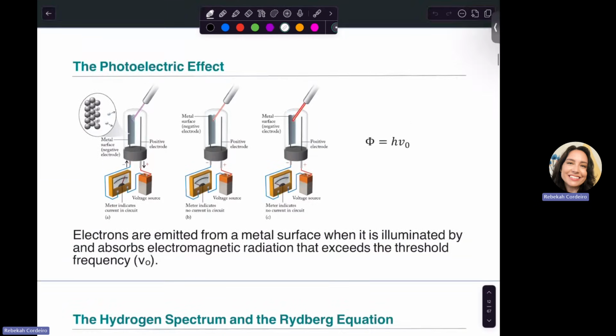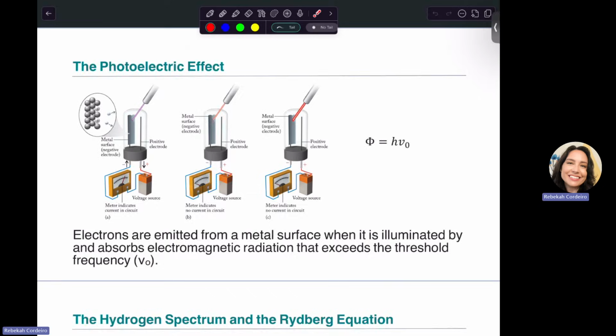So first, we'll just make a quick note of the photoelectric effect. You don't need to worry about solving using this equation, just knowing what the photoelectric effect is. Basically, electrons are emitted when a certain threshold is met when you hit a metal with photons.